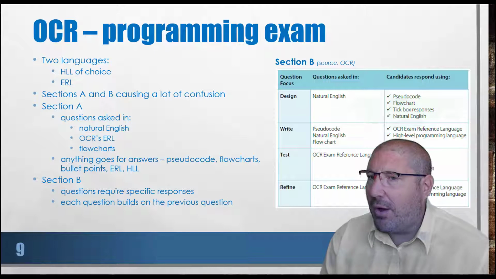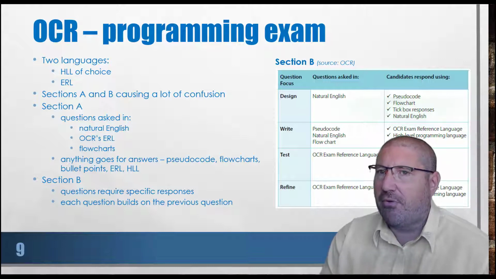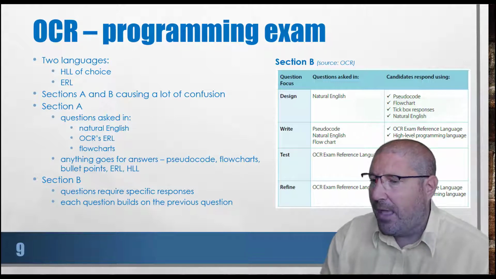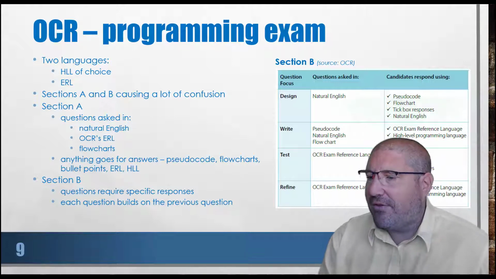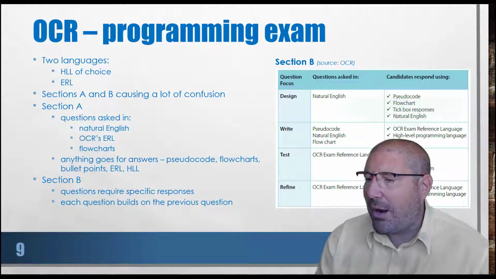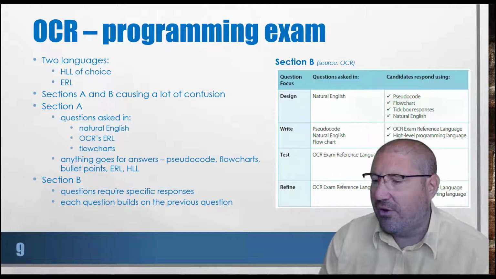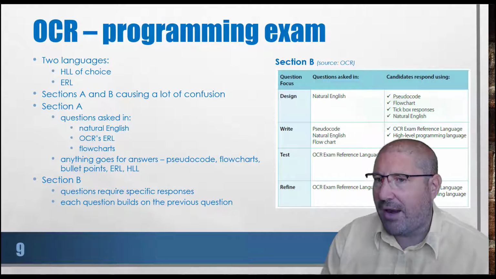Section B, however, requires specific responses in different circumstances. And each question will build upon the previous question, so students will have had to have understood the question before moving on to the question after. Now, the screenshot on the right is taken directly from OCR's specification because this explains how they will ask questions in section B. So, for example, if a question is about writing some code, they might ask the question using pseudocode, natural English or a flowchart, and they would expect candidates to respond using their ERL or high-level programming language.